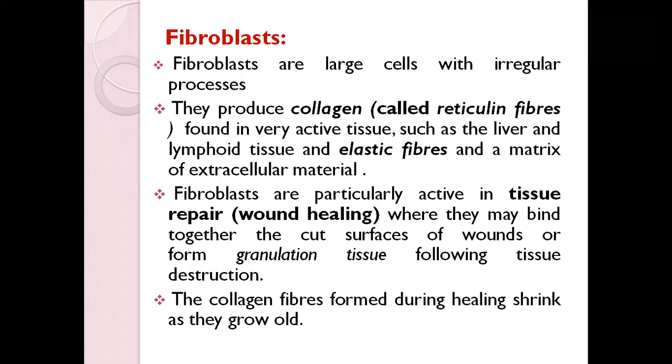So we will start with the first one, which is called a fibroblast. The fibroblasts are large cells with very irregular processes. And what is the main function of this fibroblast? They produce collagen, and this collagen is a very important fiber which helps during any wound healing.